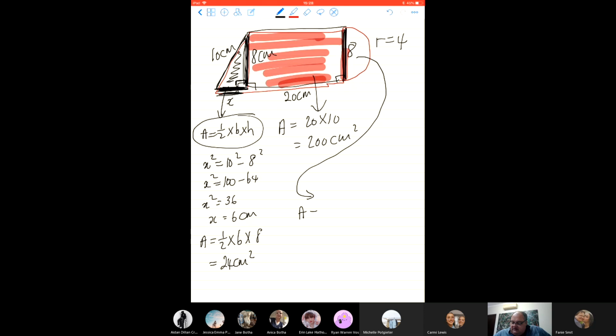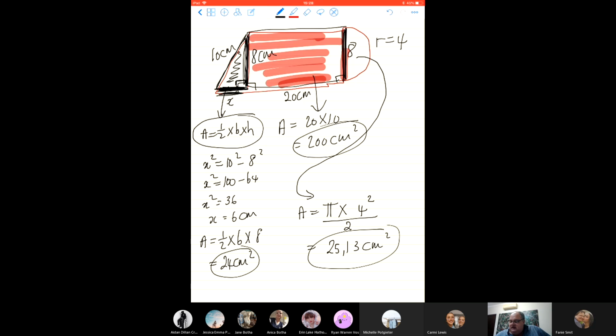So your radius is going to be 4. Let's work out your area. It's going to be pi times the radius, which is 4 squared. But remember, you want to divide this by 2 because it's half a circle. So it's pi times 16, all of that divided by 2, and that's going to become 25.13 square centimeters. And then you can just add up all of them. You take the 200 square centimeters, you add the 24 square centimeters, and you add the 25.13 square centimeters, and you have got the area of the whole thing.